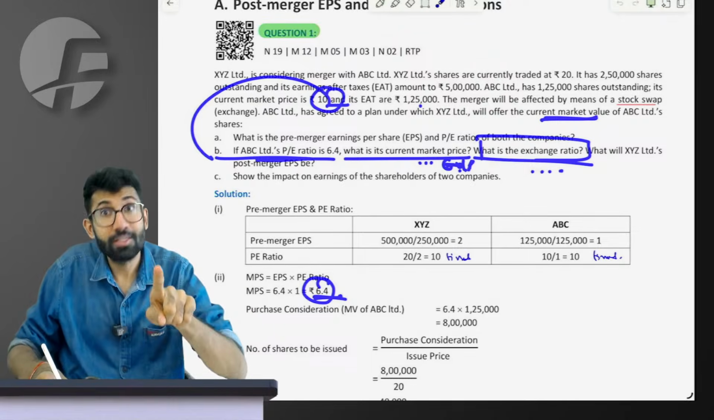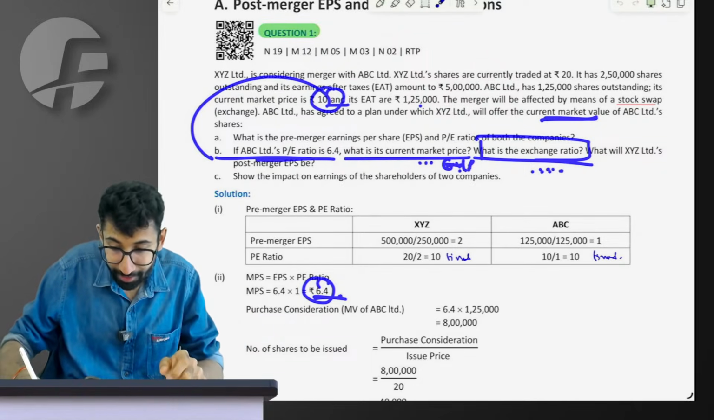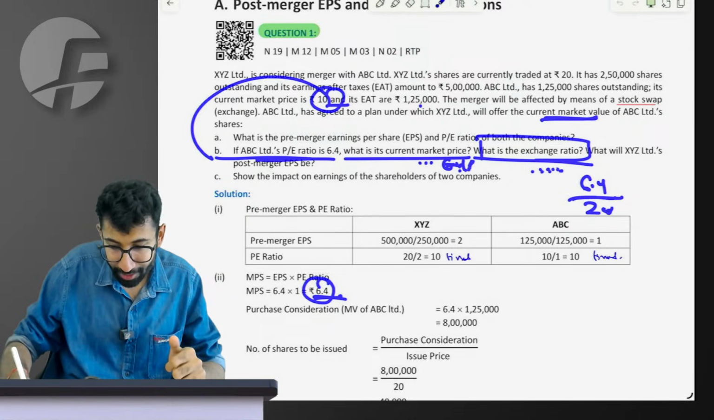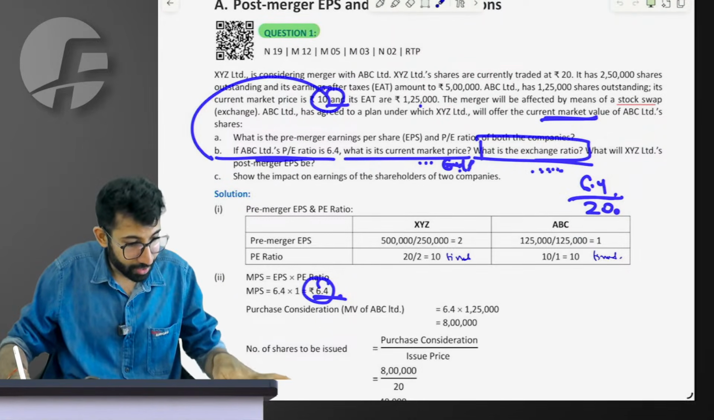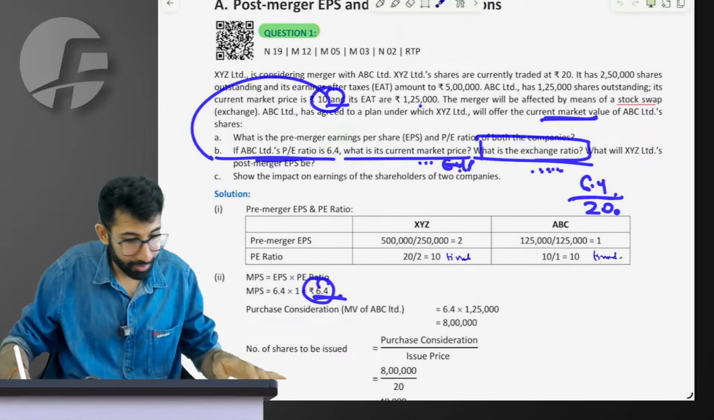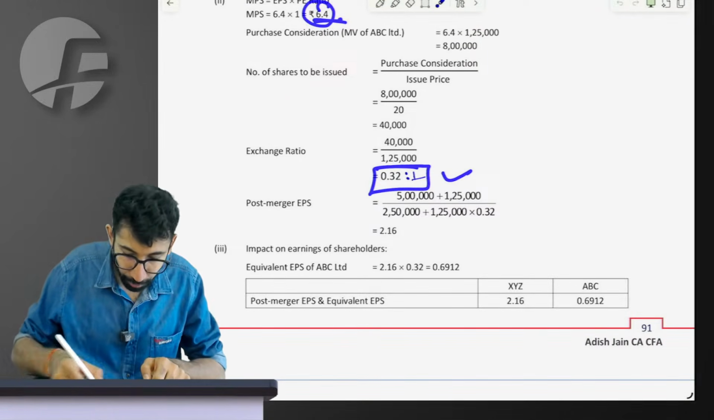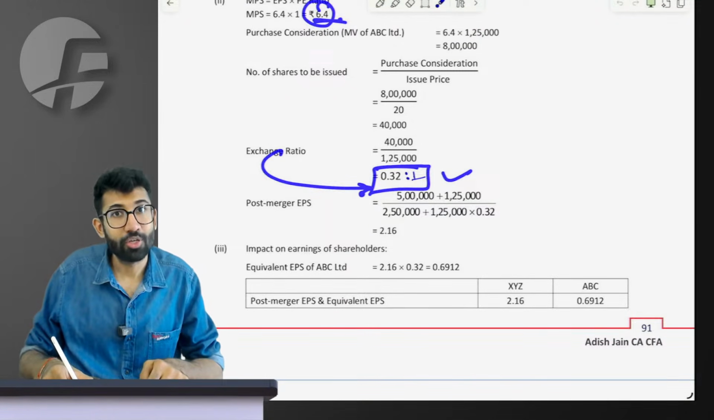Sir, the market price now is 6.4, which is why the exchange ratio is to be based on 6.4. So market price of target divided by market price of acquirer, 6.4 divided by 20, gives me 0.32 as my exchange ratio. 0.32 is to 1 is my exchange ratio.